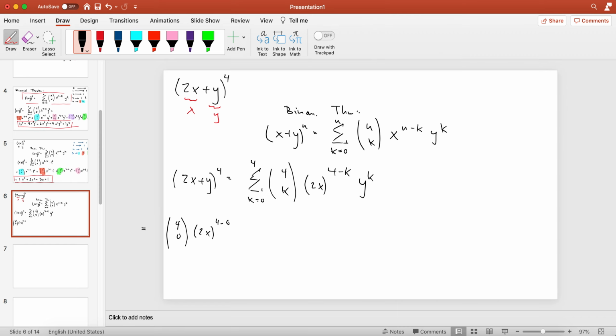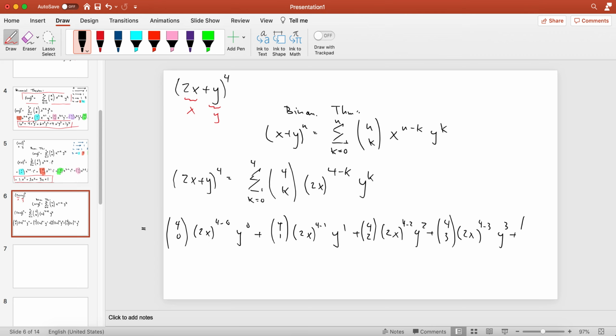So 4 choose 0, 2x to the 4 minus 0, y to the 0, plus 4 choose 1, 2x to the 4 minus 1, y to the 1, plus 4 choose 2, 2x to the 4 minus 2, y squared, plus 4 choose 3, 2x to the 4 minus 3, y cubed, plus finally 4 choose 4 of 2x to the 4 minus 4 times y to the 4th.